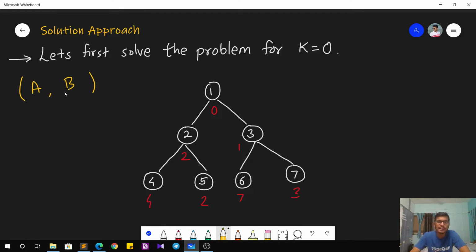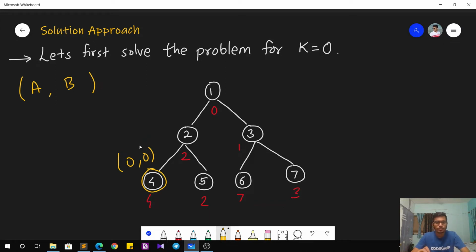Now what does that denote? If I write 0, 0 over here, it just denotes that if the game started at this node, mark my words, if the game started at this particular node, what will be the score of Alice at the end of the game, and what will be the score of Bob at the end of the game. So that is what this ordered tuple a comma b is going to denote.